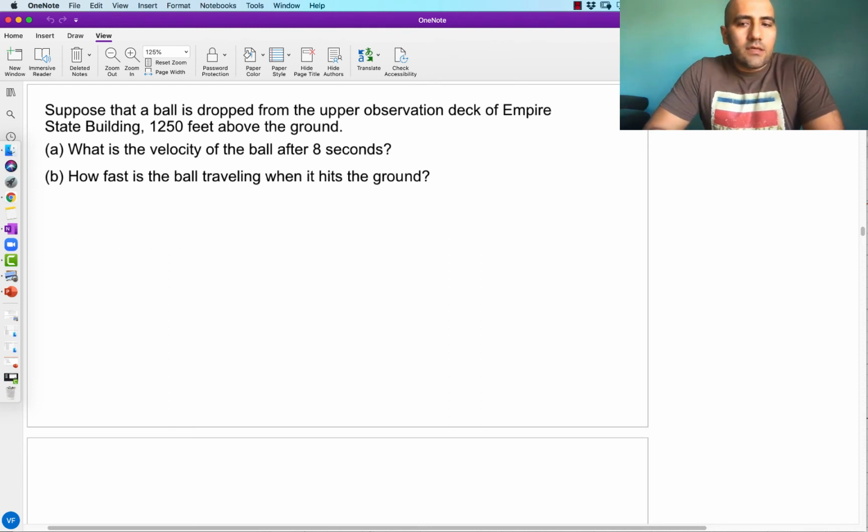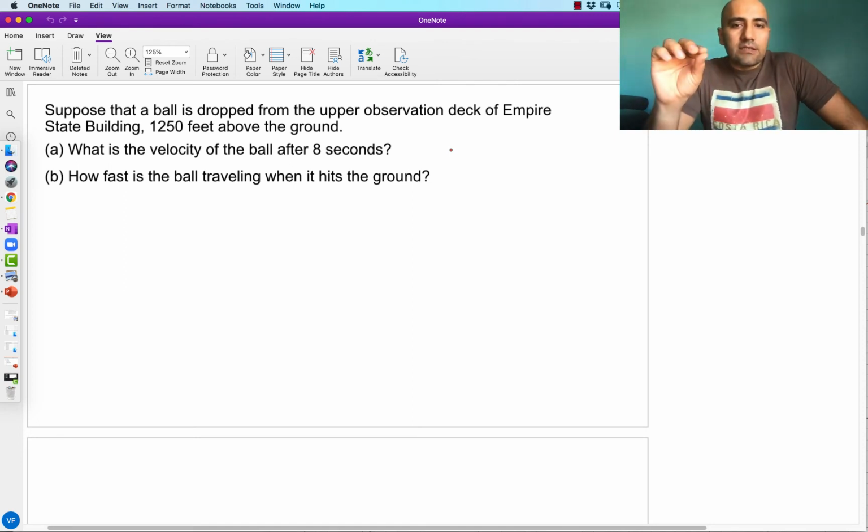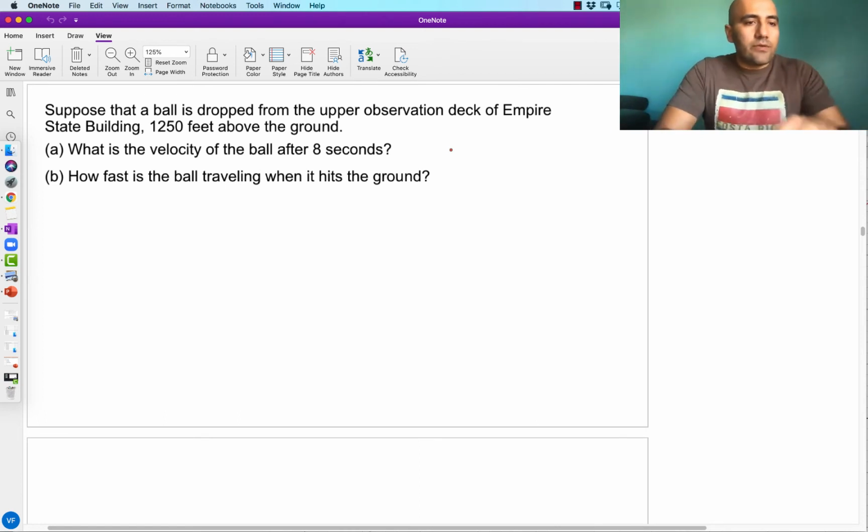Okay, let's take a look at this example. Suppose that a ball is dropped from the upper observation deck of the Empire State Building, 250 feet above the ground. What is the velocity of the ball after 8 seconds? How fast is the ball traveling when it hits the ground? So what we need to do first is establish a position function, an equation where the input is time, how long it has been falling for, and the output is the total distance traveled in that time frame. To do that, we can easily Google.